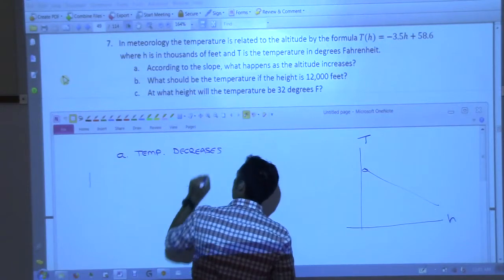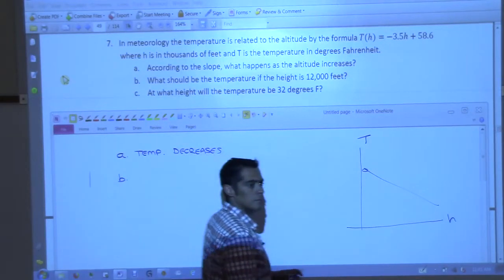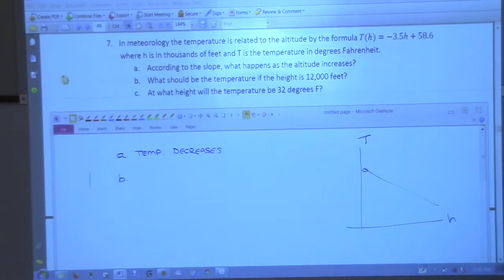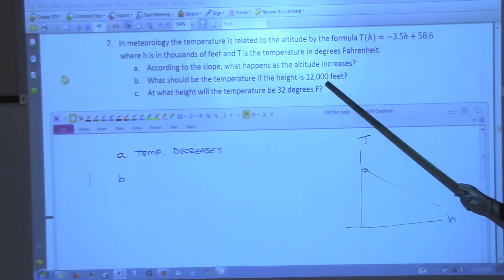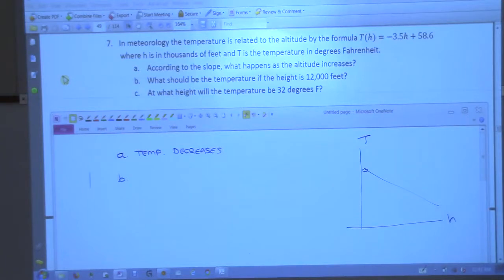All right, good. Who's getting part B? Part B is tricky. Tell me what you're going to do for part B. You're going to substitute the 12,000 feet for H. Okay, so everyone agree that we're going to replace this H with exactly 12,000? Are we going to plug 12,000 in?